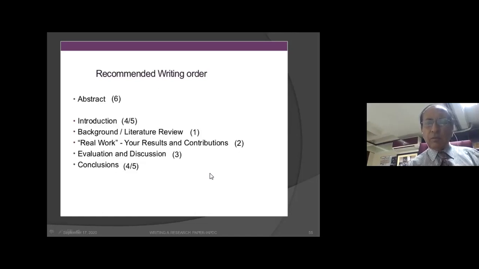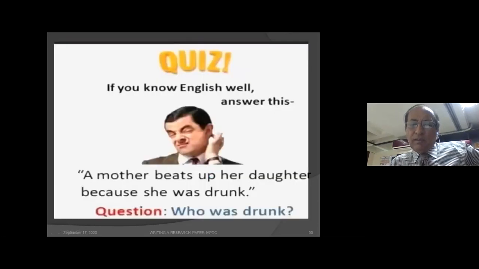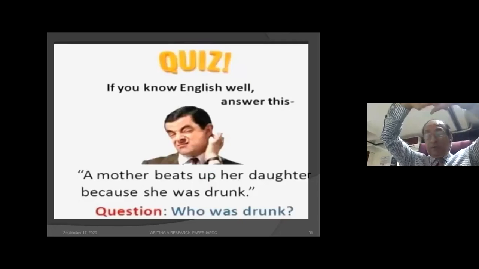I have a quiz for you, just with a lot of interest. There's a sentence. I think you know this character, Mr. Bean. So, what is being said? A mother beats up her daughter because she was drunk. The question out of this sentence is a matter of understanding English properly, writing English properly, and then understanding properly. Who was drunk?